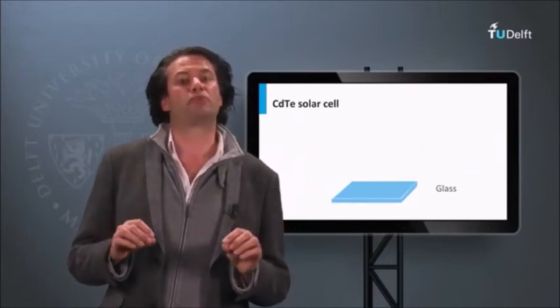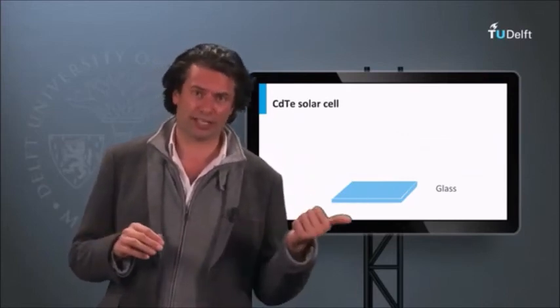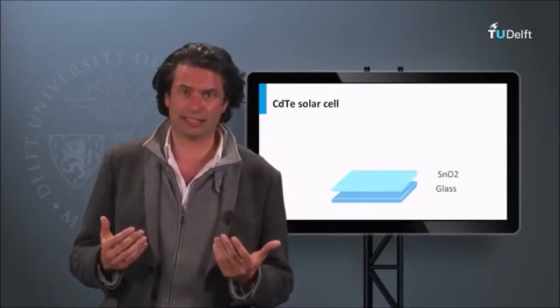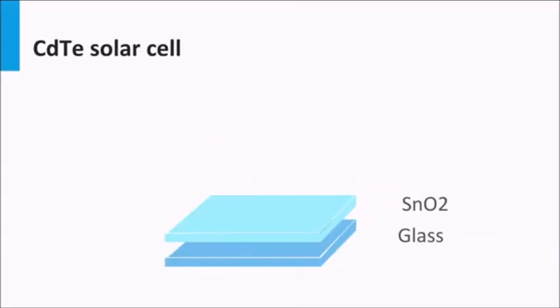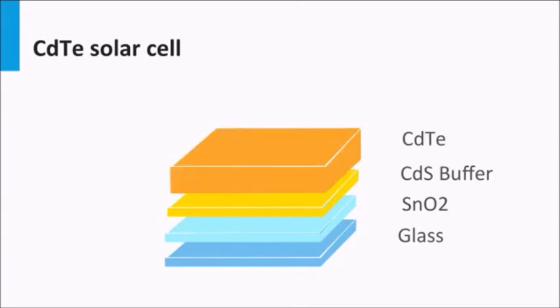The structure of a typical cadmium telluride solar cell looks like this. On a glass, the transparent front contact is deposited. This can be tin oxide or cadmium stannate, which is a cadmium tin oxide alloy. On top of that, the N layer is deposited, which is a cadmium sulfide layer, similar to the N buffer layer in CIGS solar cells. On top of that, a P-type cadmium telluride absorber layer is deposited with typical thicknesses of a few microns.